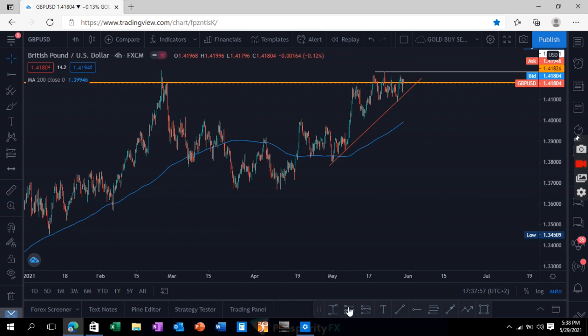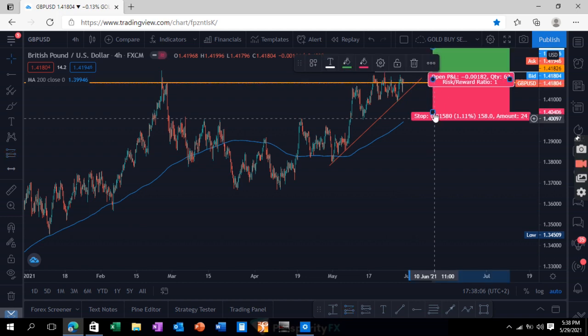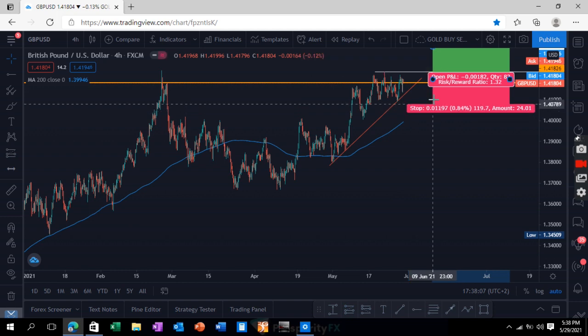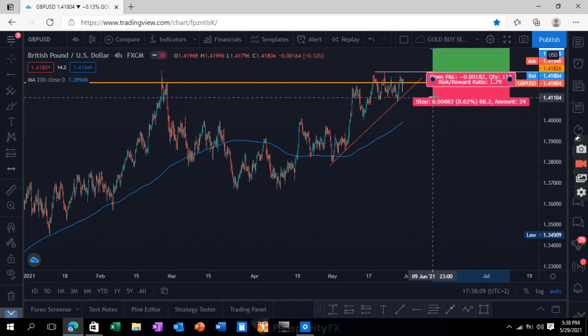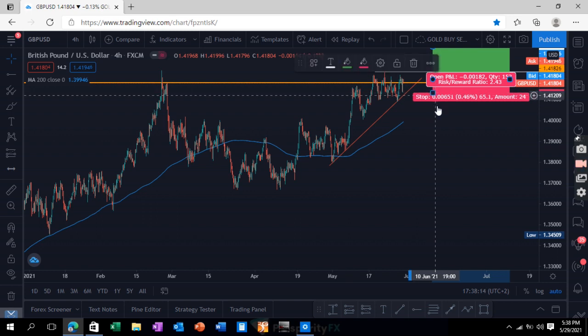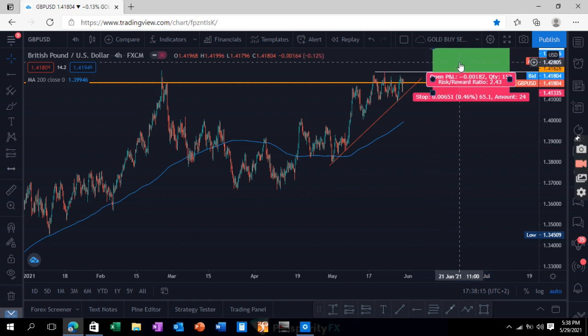in going long. Okay, so how am I going to take this trade? If this market does this, then I can put my stop loss just somewhere below here. Okay, and my take profit is going to be open.